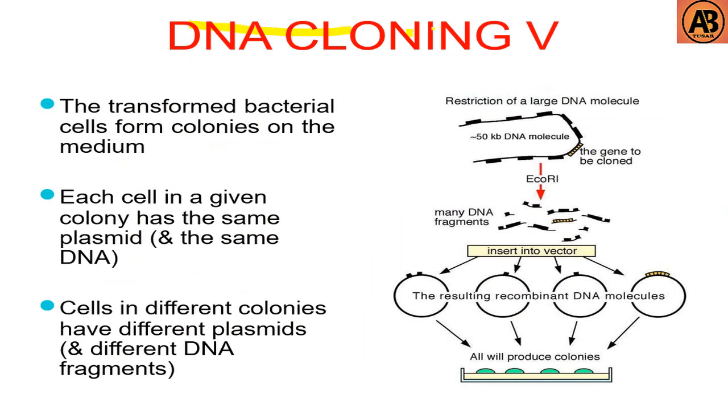DNA cloning 5. We transfer bacterial cells from colonies on the medium. Each cell in a given colony has the same plasmid and the same DNA. Cells in different colonies have different plasmids and different fragments. Here you can see restriction on large DNA molecules. Then we can cut the gene with the restriction enzyme and insert it into the vector, and the resulting recombinant DNA molecules are produced. All will produce colonies. Here you can see the colonies are produced. So this is all about DNA cloning.